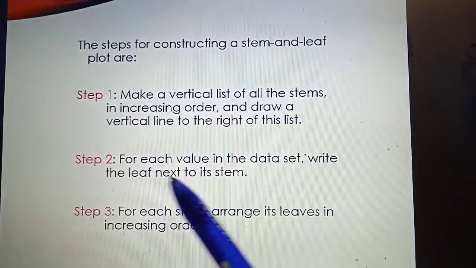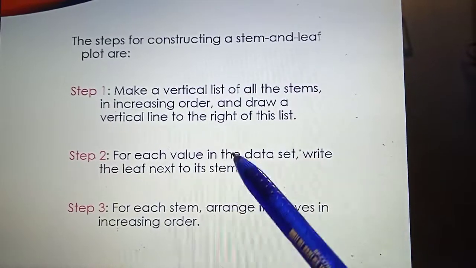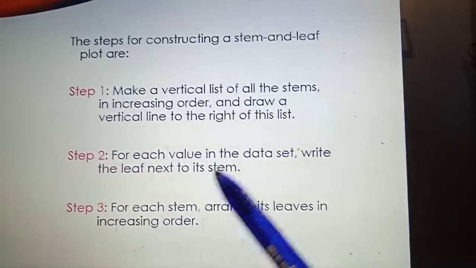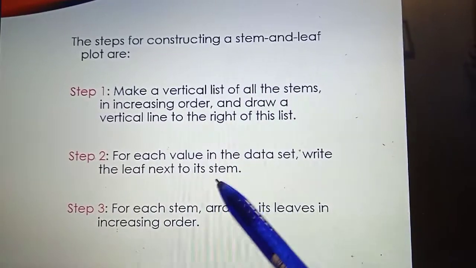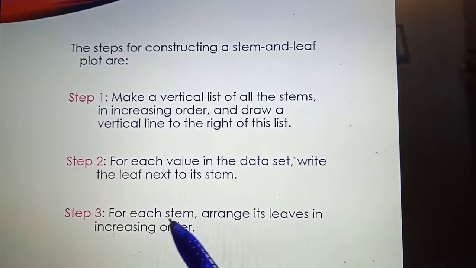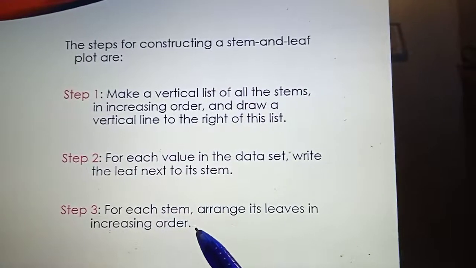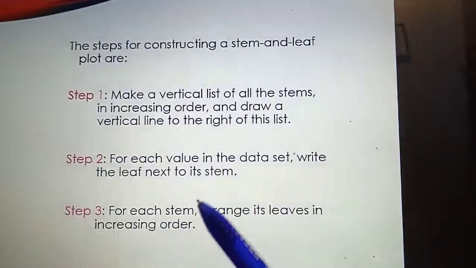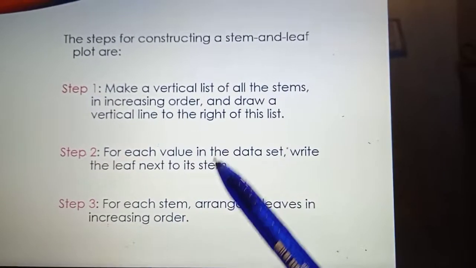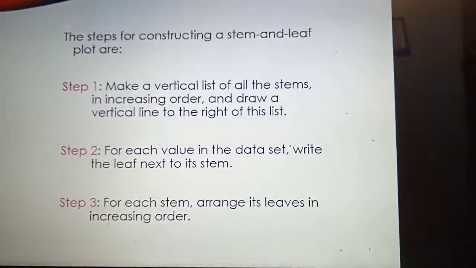Okay, in step 2, for each value in the data set, write the leaf next to each stem. Now, step 3, for each stem, arrange its leaves in increasing order. Okay, ada 3 step ni kita kena follow. Kita tengok nanti macam mana kita nak gunakan step ni untuk form stem and leaf plot.